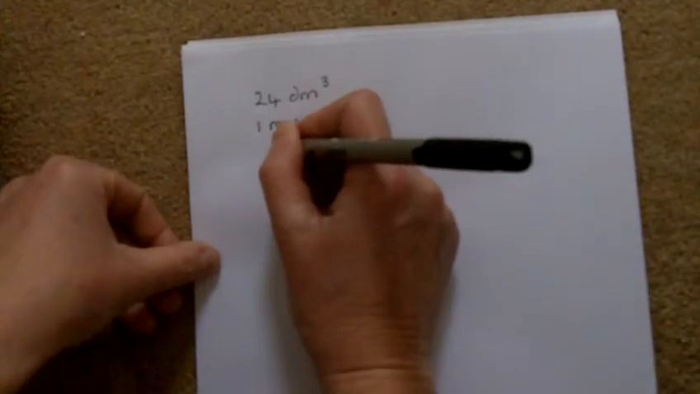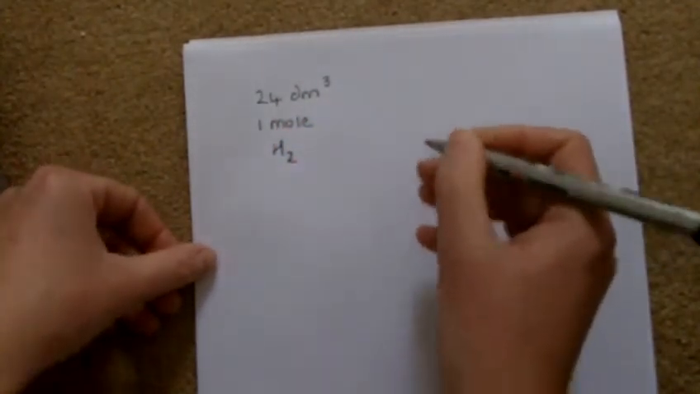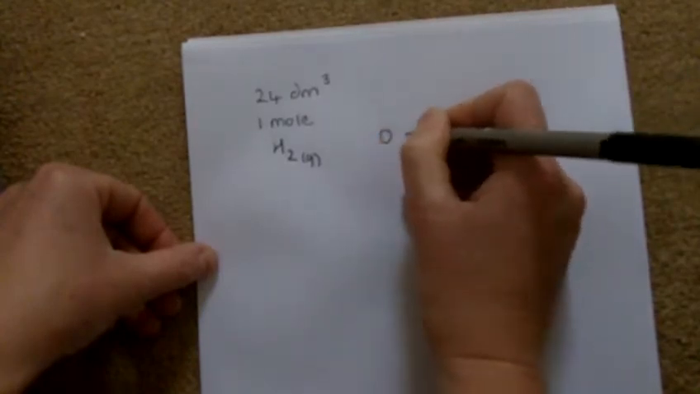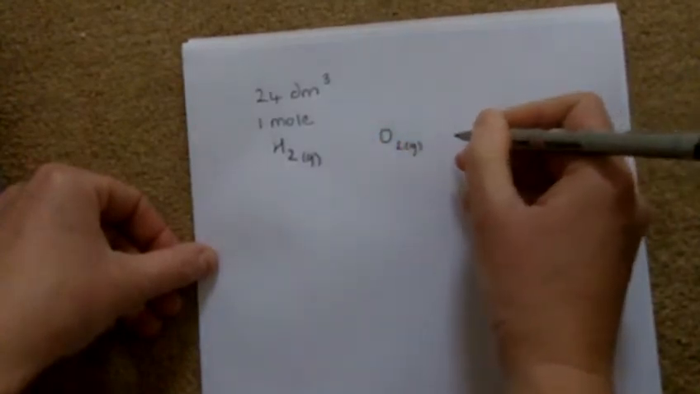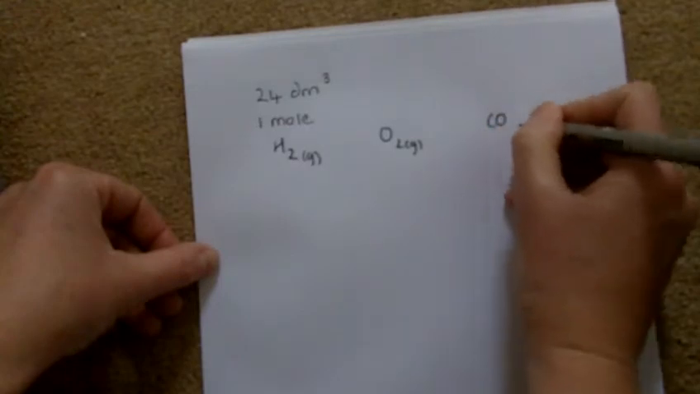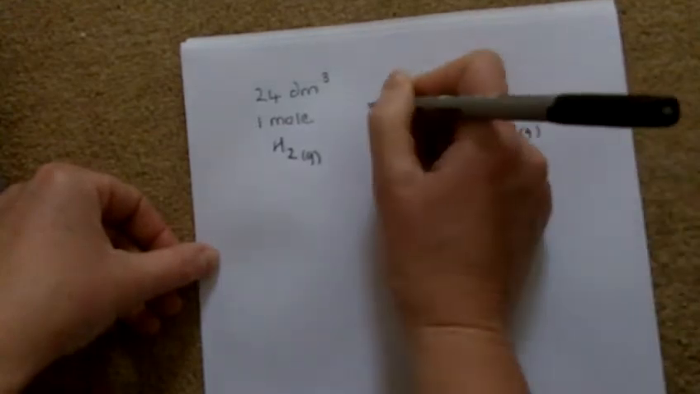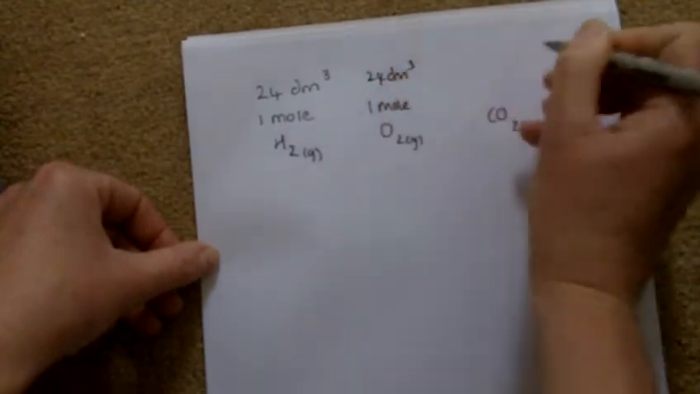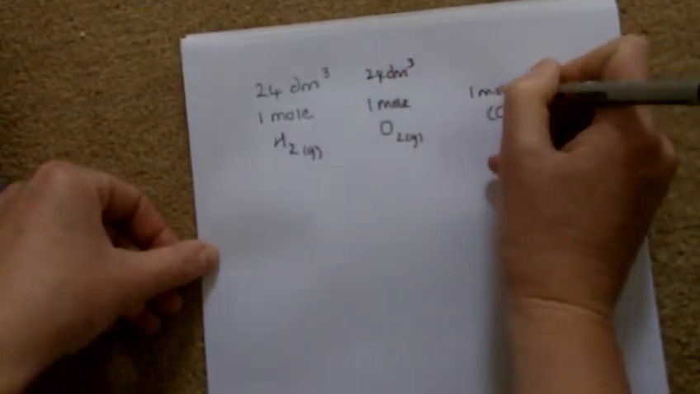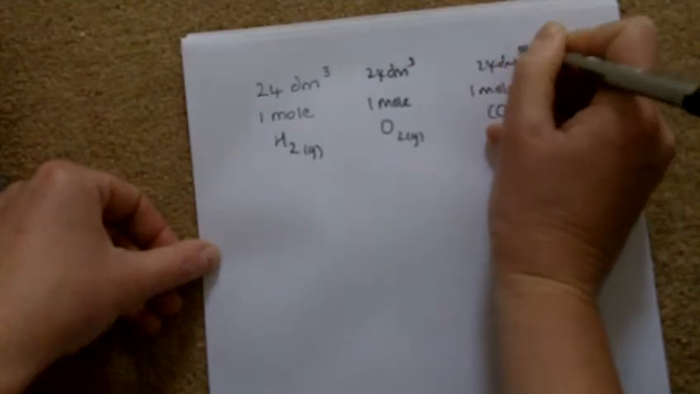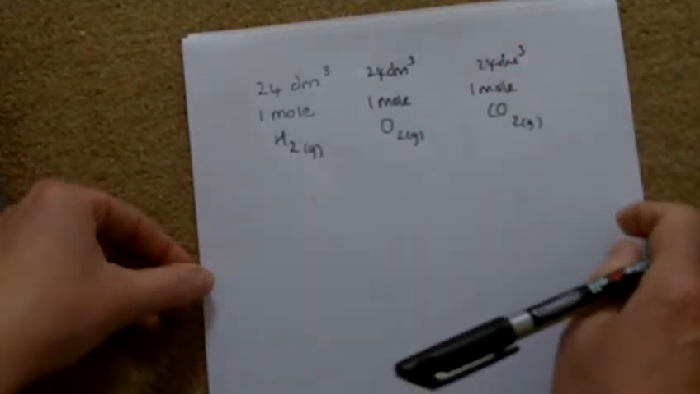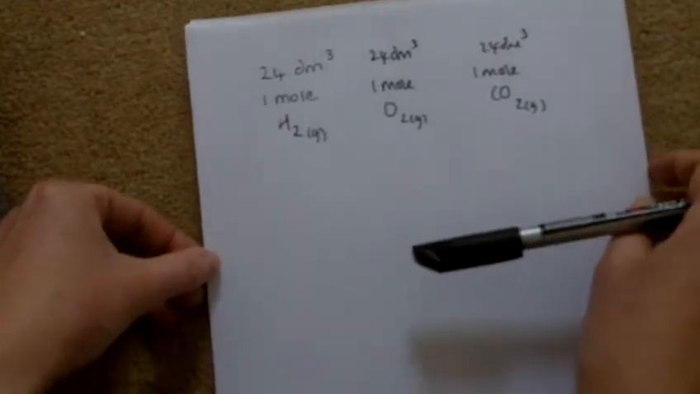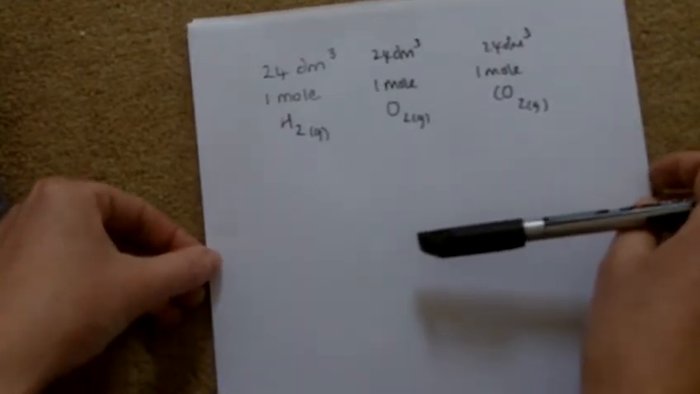So if it is hydrogen gas, or oxygen gas, or carbon dioxide gas, 1 mole occupies 24 decimeters cubed. They're all 1 mole, occupying 24 decimeters cubed. And that's the relationship that Avogadro came up with at room temperature and pressure.